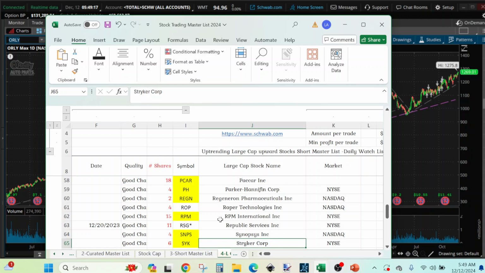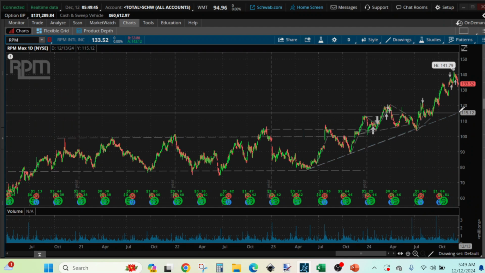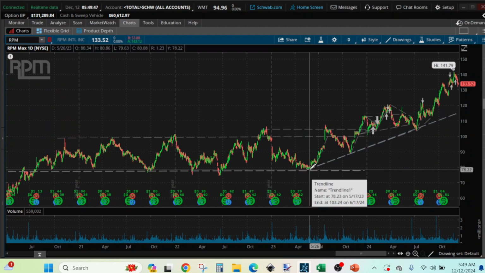Okay, RPM. Let's trace some lines here. And this line is what? Is May. Let's go to maximum monthly. Let's see if we can trace some lines here. Yeah, this is a good line. We have multiple touch points. We can make it purple.